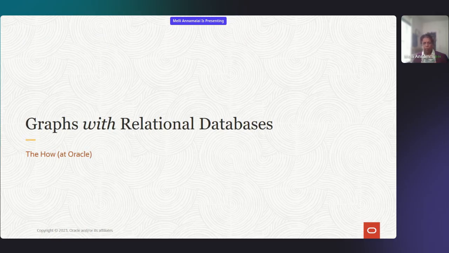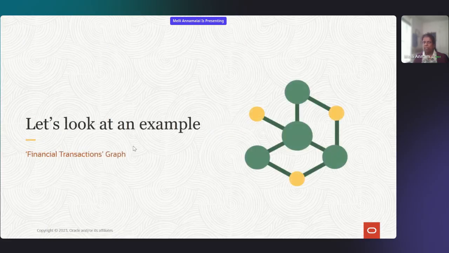So we looked at the why: why graph should be a part of relational databases. And now let's look at the how, and how we do it in at least some organizations. So I'll start with an example.